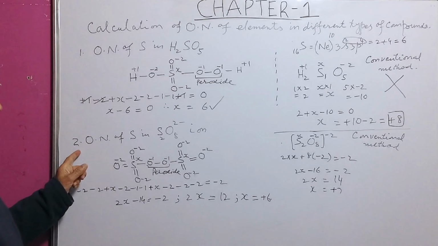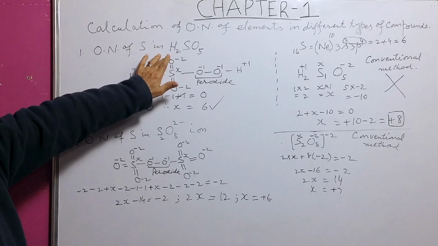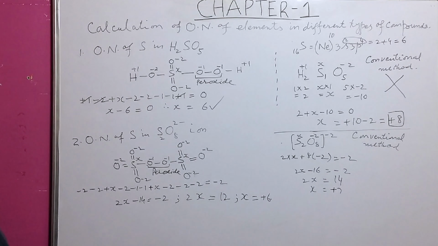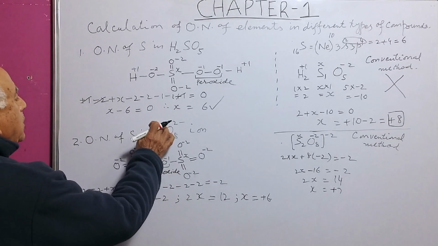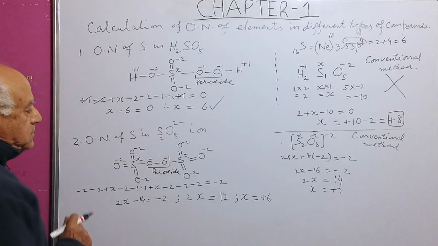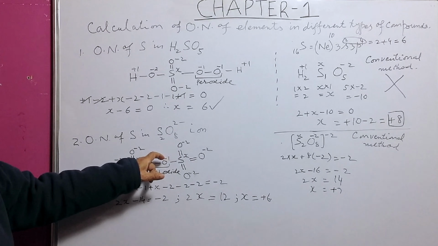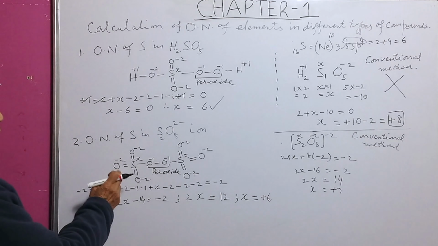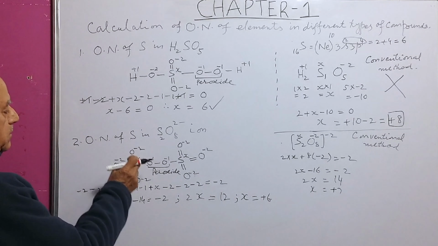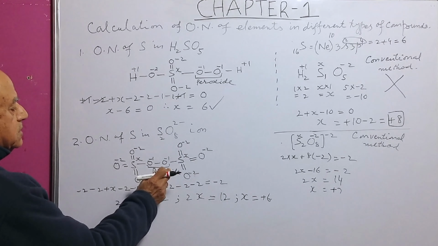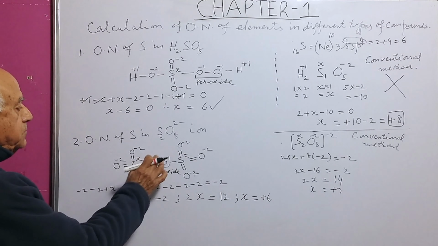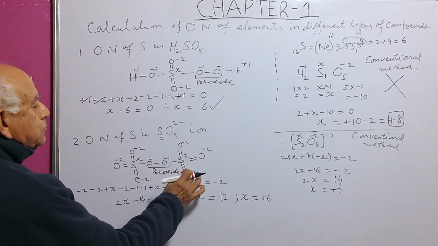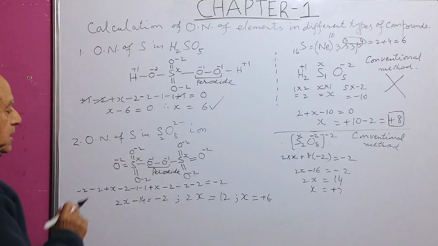Take the second. I have taken this neutral molecule. Now I take some ion, S2O8 2 minus. Again, we have to find the oxidation number of sulfur in this compound. The structure of S2O8 is this. O, double bond O, each have minus 2. This is peroxide linkage, minus 1, and then X and O minus 2, minus 2. This is to be found out.